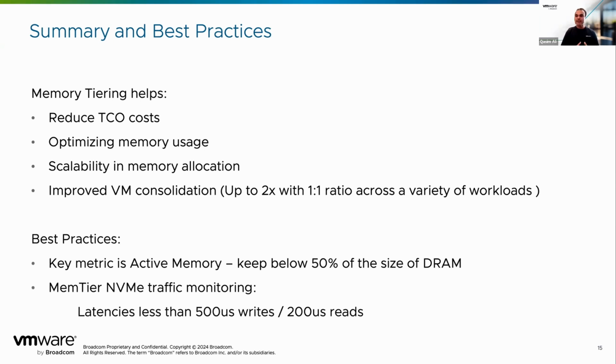And to summarize the best practices, I cannot emphasize this enough. Key metric is active memory. The sweet spot is around 50% of the size of DRAM. And you can monitor your NVMe tier device traffic. Again, the rough guidelines are around 200 microseconds for reads and 500 microseconds for writes.